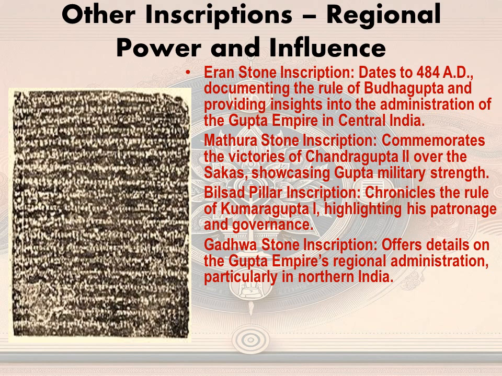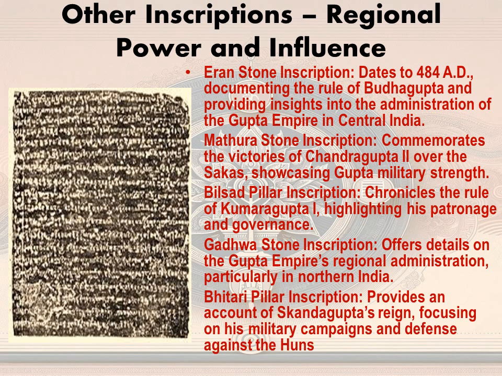Now, this is one of the second most important inscriptions of the Gupta Empire, that is Bhitari Pillar inscription. It provides an account of Skandagupta's reign, focusing on his military campaigns and defense against the Huns. So, Huns were a tribe from Central Asia. They attacked India at the time of the Gupta ruler Skandagupta, and he inflicted a crushing defeat on the Hun forces in such a way that for about 100 years there was no further Hun attack.